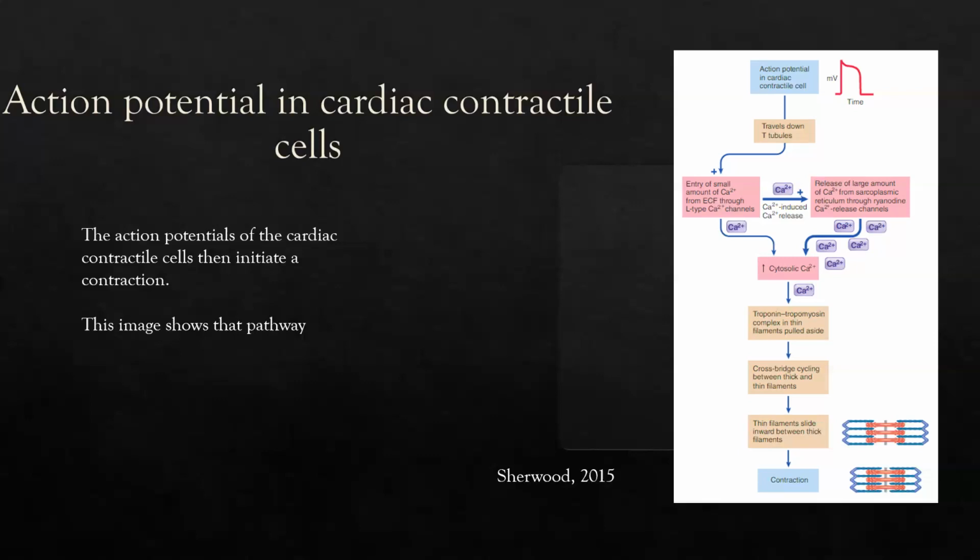So again, this is all in contrast to the contraction of a muscle fiber. A muscle fiber has a contraction of around 100 milliseconds, whereas this cardiac contraction is 300 milliseconds. Again, this is because of the extra supply of calcium, as well as the slow removal of the calcium there.